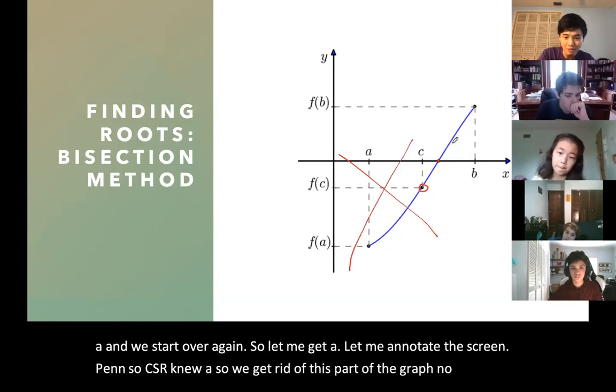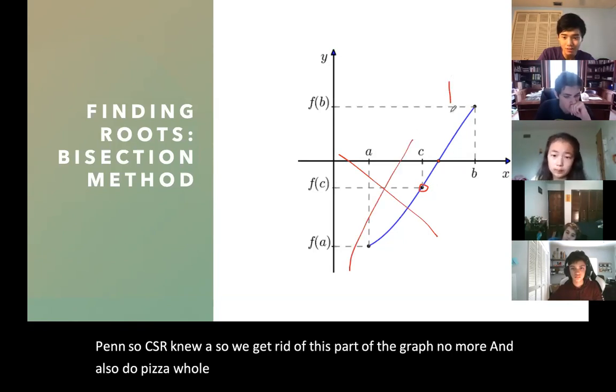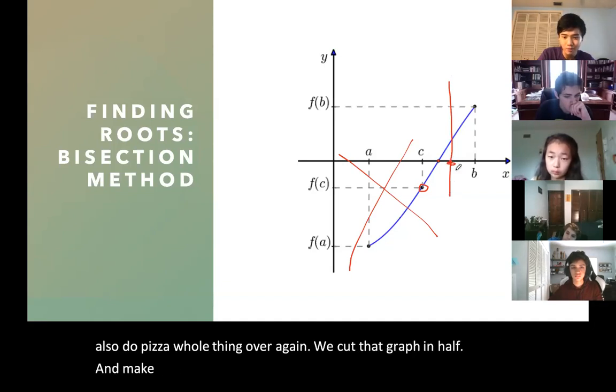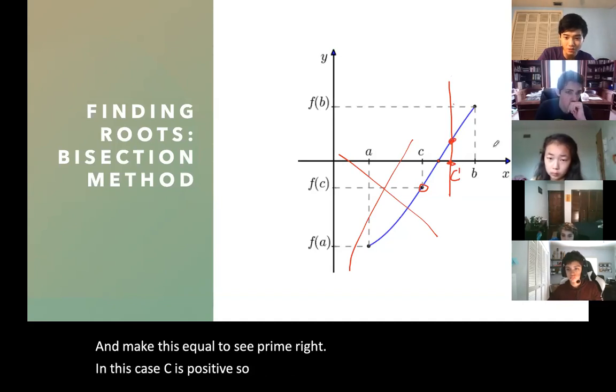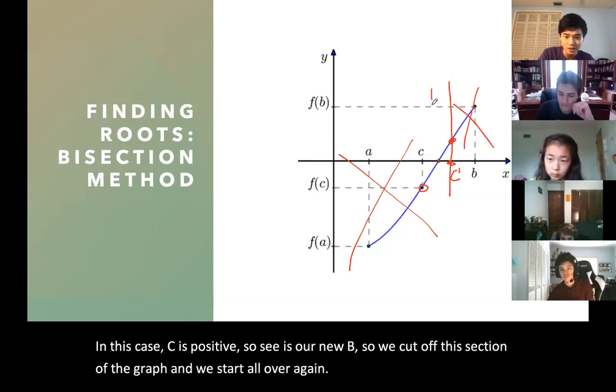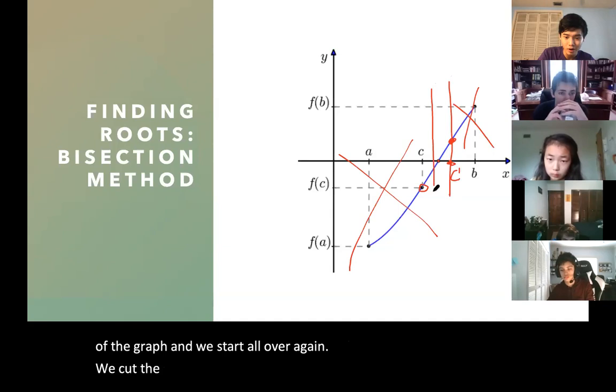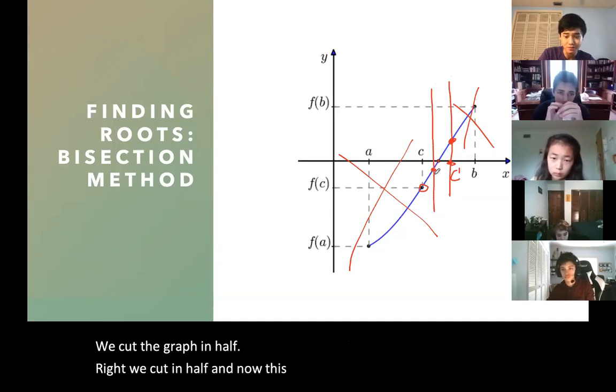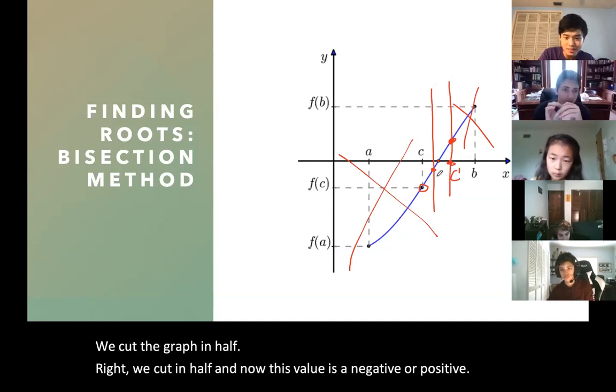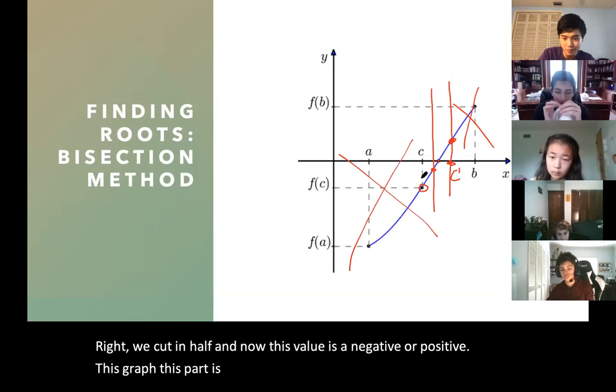After we repeat the whole thing over again, we cut the graph in half and make this point c prime. In this case, c is positive, so now c is our new b. We cut off this section of the graph and start over again. We cut the graph in half, and now we check whether this value is negative or positive. This part is negative, so c replaces this part, and we get rid of this section of the graph.